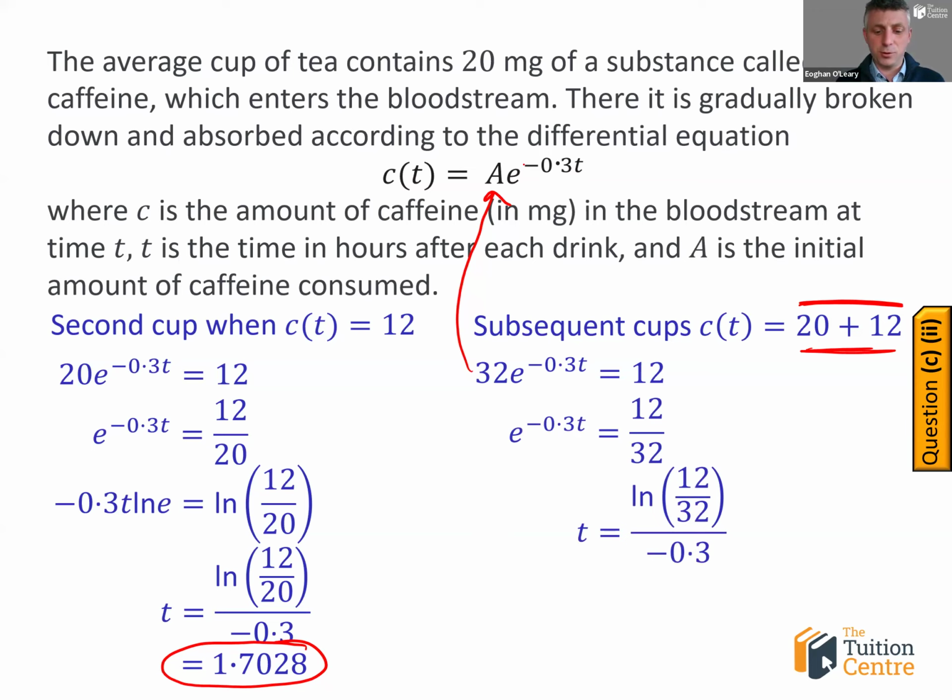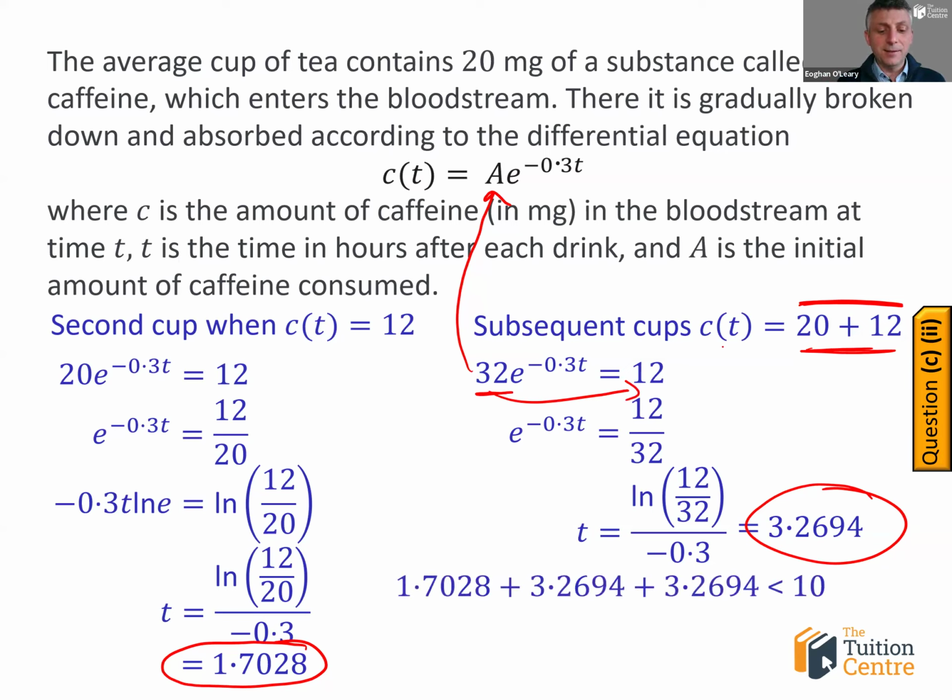You're going to do the exact same idea here. You're going to introduce logs. You're going to do this exact same work as we did earlier. You're going to end up dividing across by the minus 0.3. So that is 3.2694. So what that number represents is after she's drank cup 2, how long does it take until she drinks cup 3? Okay, so that's 3.2694 hours. Because that's how long it takes to go from 32 milligrams down to 12.